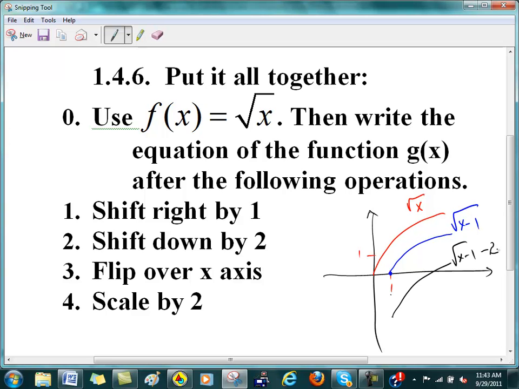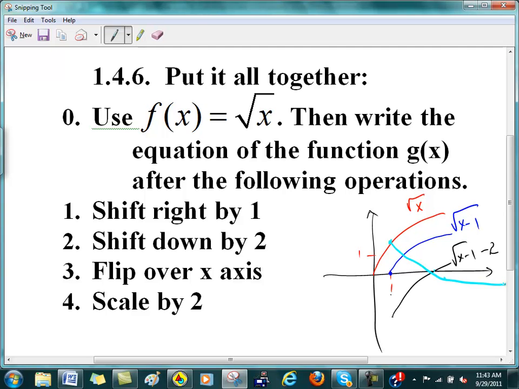Next one, you're going to flip over the x-axis. I'm going to be running out of colors here. So this point here is going to come out here. This point here stays where it is, right? If it's on the x-axis, you can't flip it. It stays on the x-axis. This point here is going to come out here. So your graph should look like this. Is everybody with me on this?